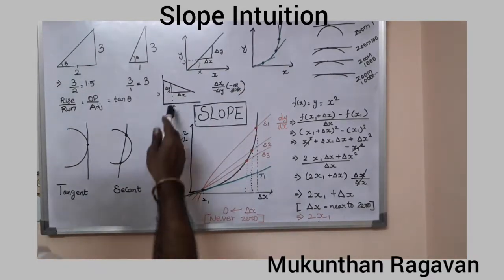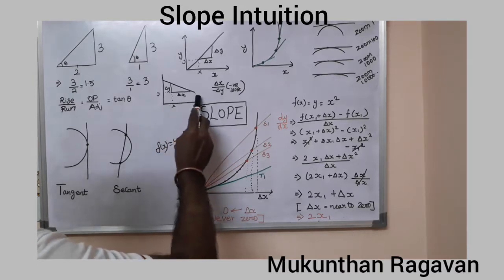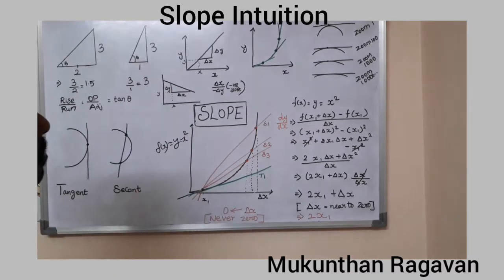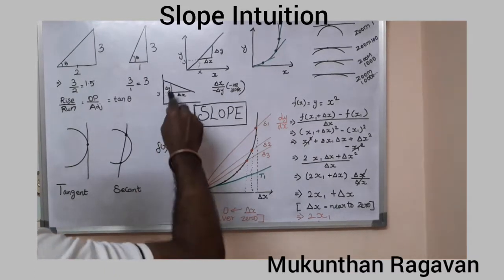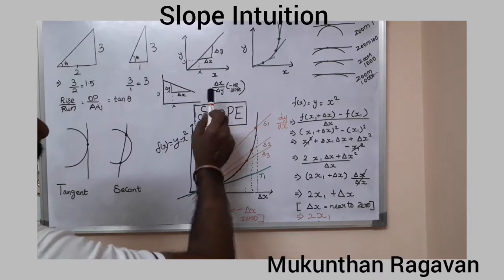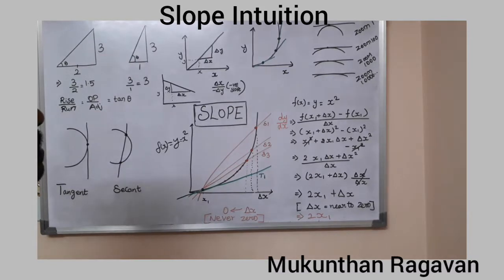In the same way, if you consider this one, after some time x changes by delta x, but y is not increasing, it's decreasing. So that means y is decreasing, and that's why the numerator will be negative. So it becomes a negative slope. That means the line is going downwards.